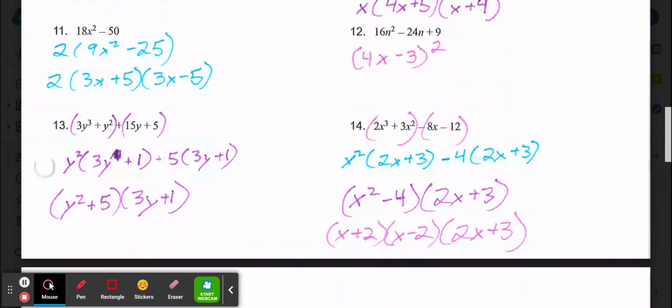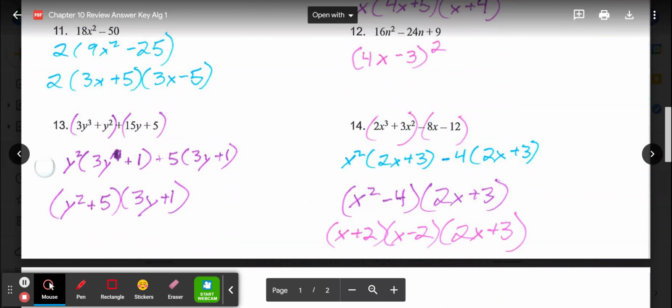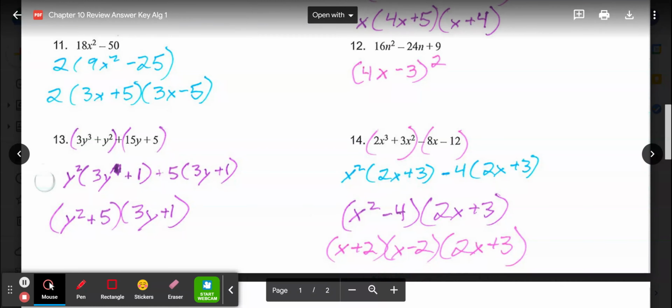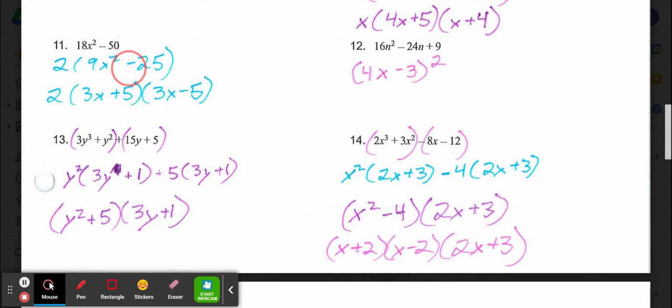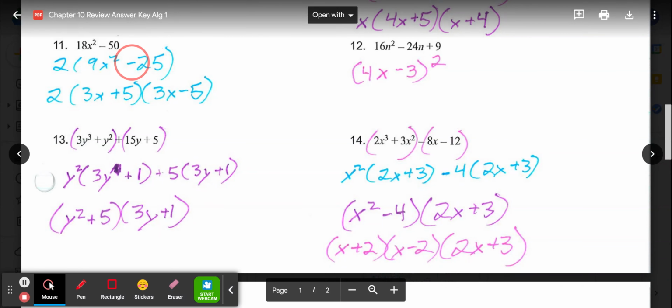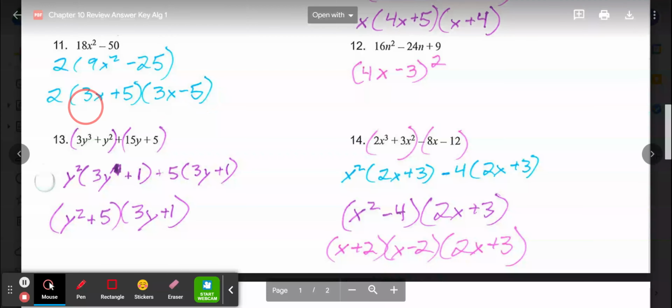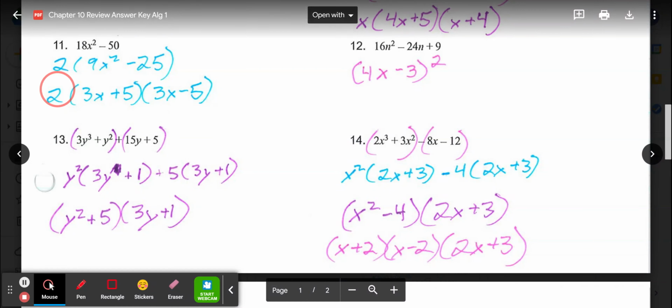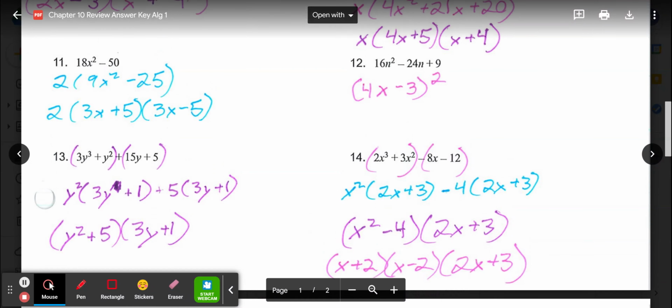Moving down to the last 4 on the first page. In 11, 18x squared minus 50. Both can be divided by 2, so we factor out that GCF of 2. And I have 9x squared minus 25. 9 is a perfect square. 25 is a perfect square. So I know this problem is a difference of two squares. So it'd be 3x plus 5 and 3x minus 5. And then we have to bring down that 2 that we originally factored out.